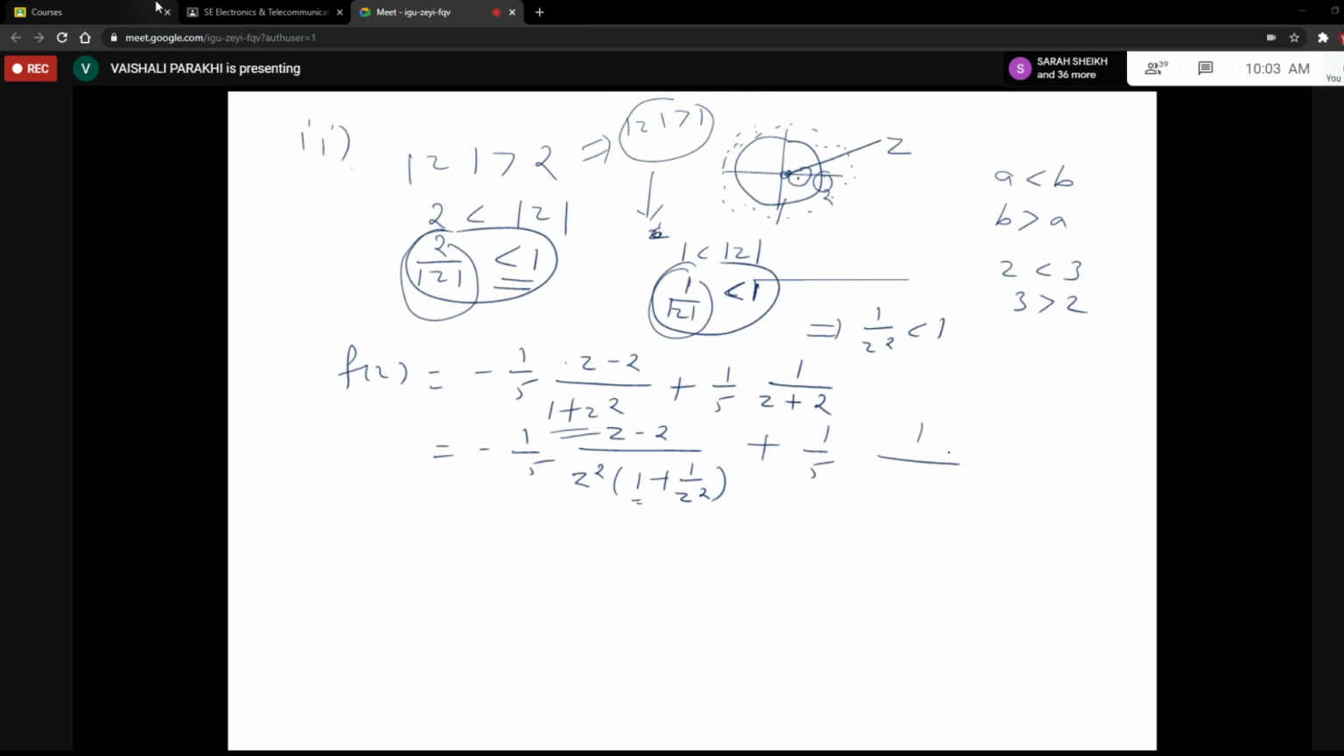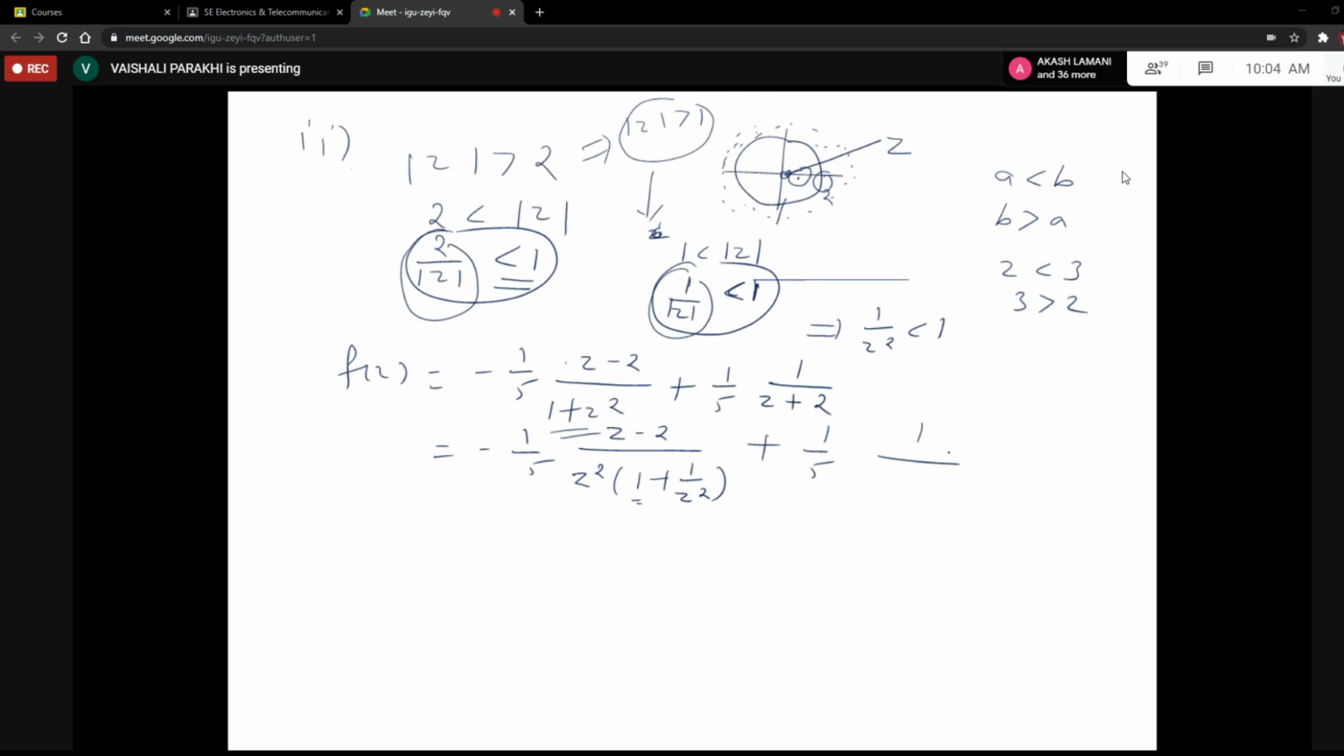Now who will tell me by what you will multiply and divide the denominator? Bipin, can you tell by what you will multiply and divide this denominator? Hello, Bipin, are you there? Okay, what about Fazila? Fazila, can you tell me by what you will multiply and divide this denominator? By z. Correct, very good.